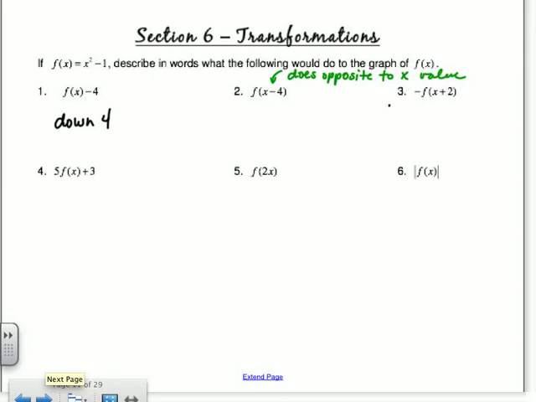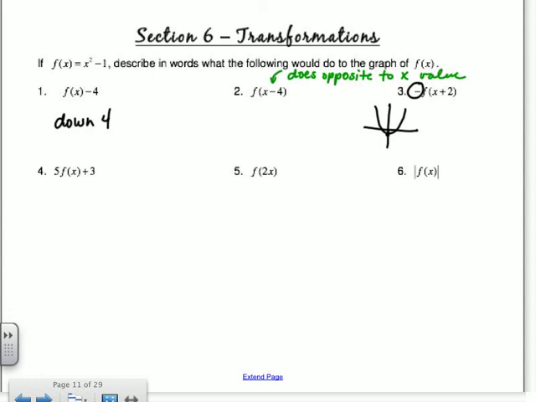Whenever you have a negative, it's doing some kind of reflection. So since I have a negative out front, it's not in parentheses with the x, so it's not affecting the x value, it's affecting the y value. My original was x squared minus 1, so going through 0, negative 1. And since it's affecting all the y values, any y value I had is now going to go to the opposite location.